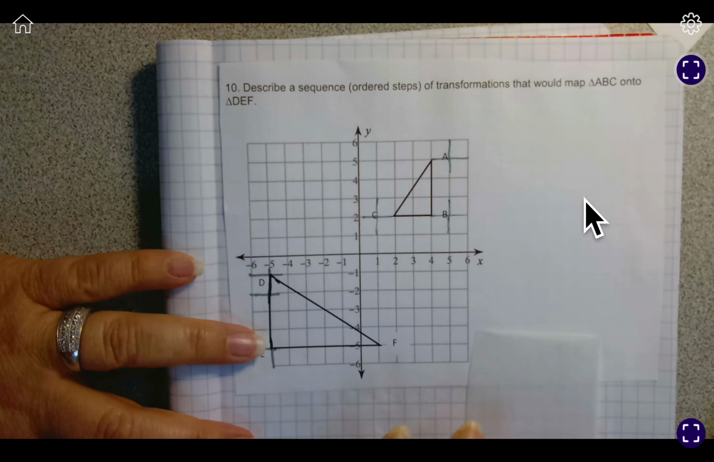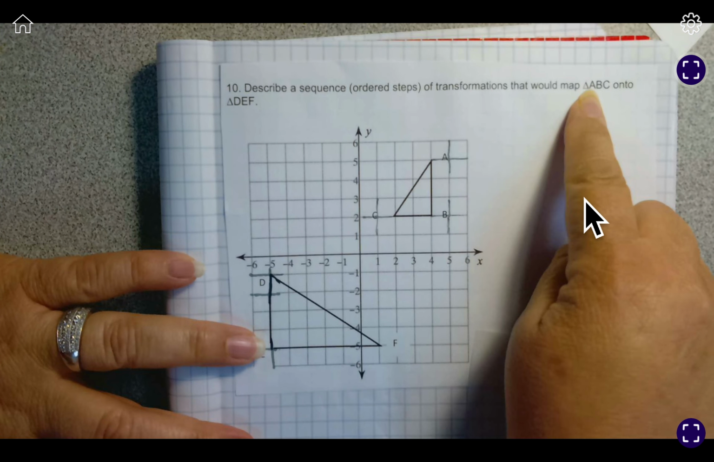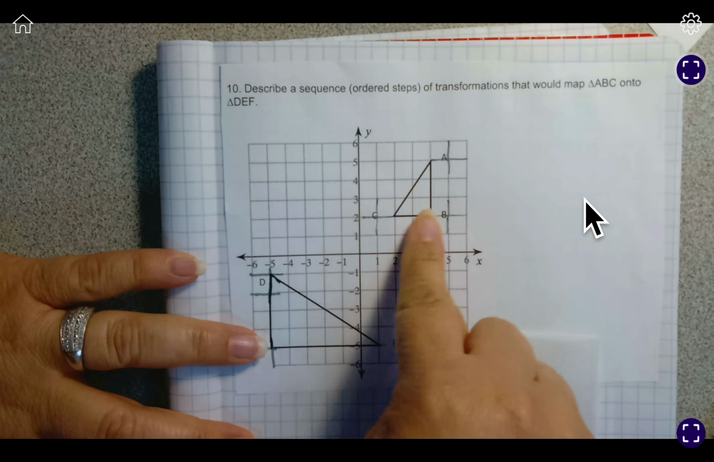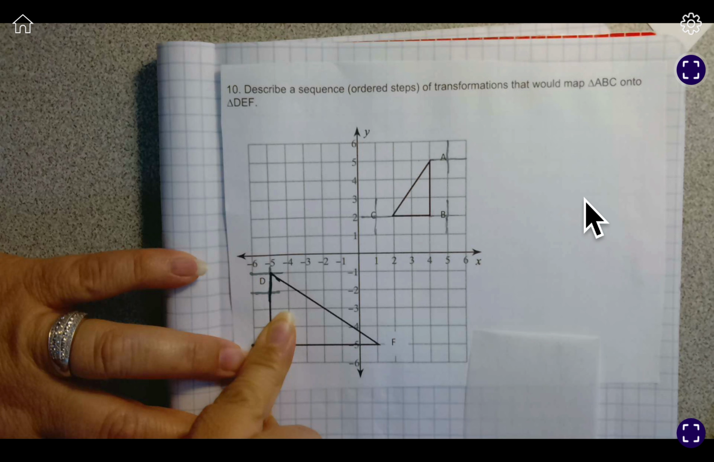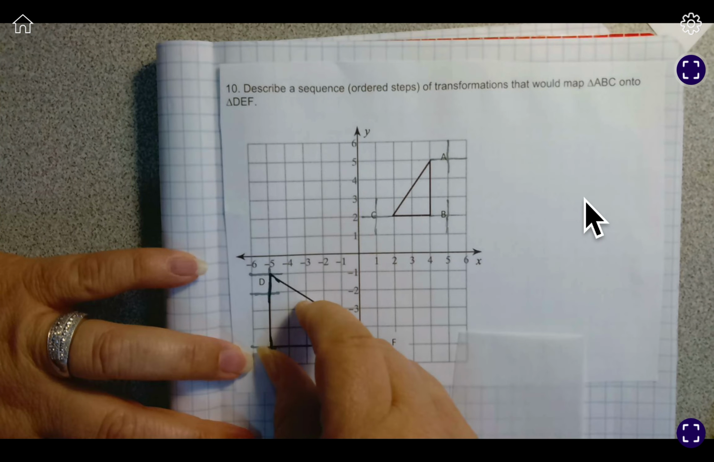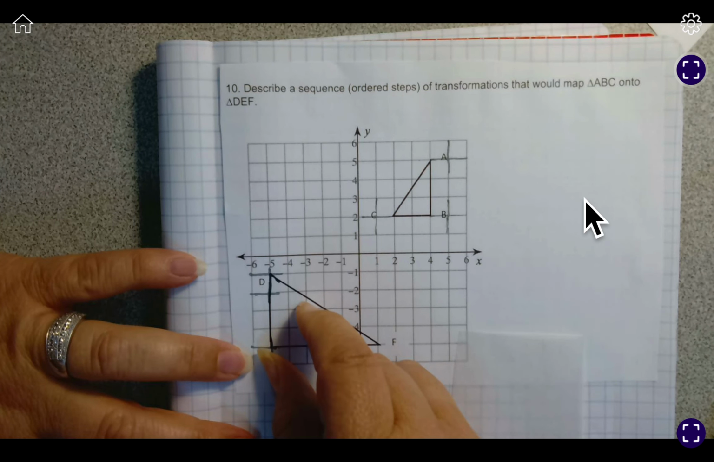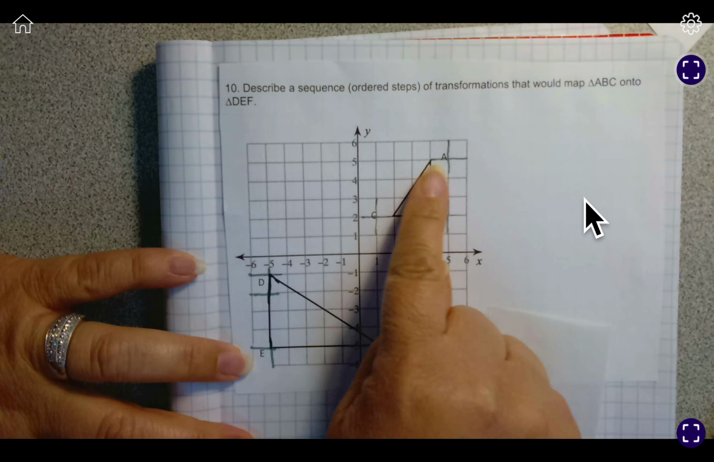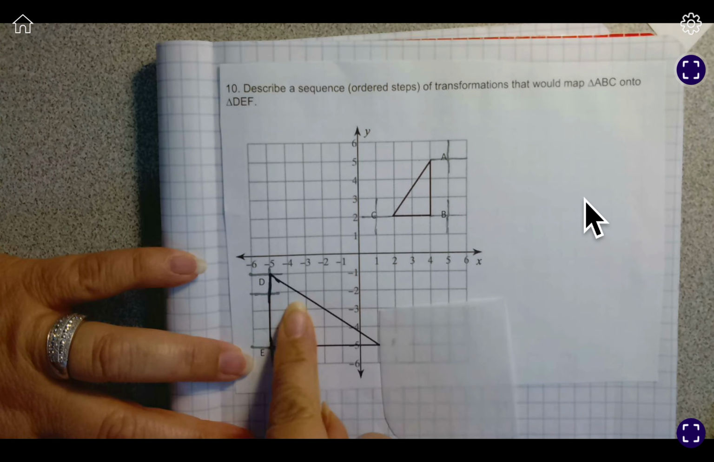We're going from triangle ABC onto triangle DEF. So we're starting here and we're going to end up here. Notice we're going from a small one to a big one, okay? So that's going to mean a dilation, and I'll show you that in a second. But first, let's get this one over here to look like this one.